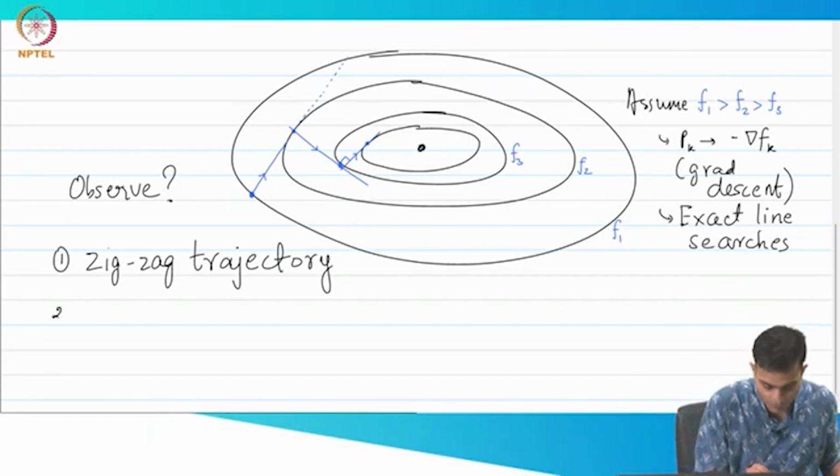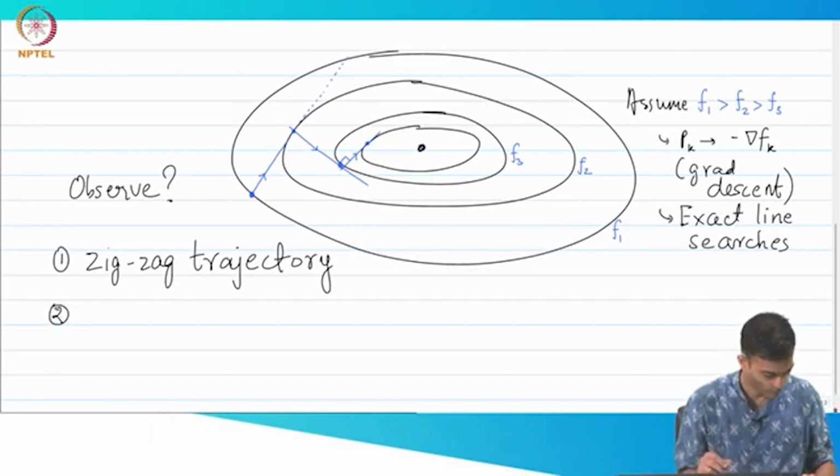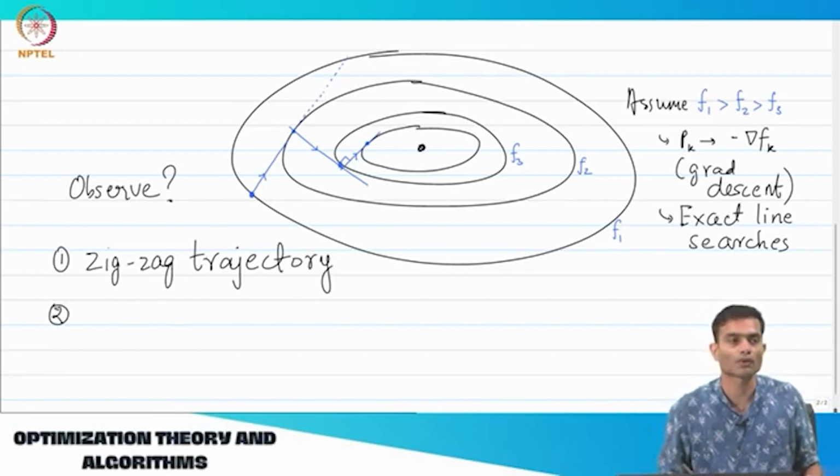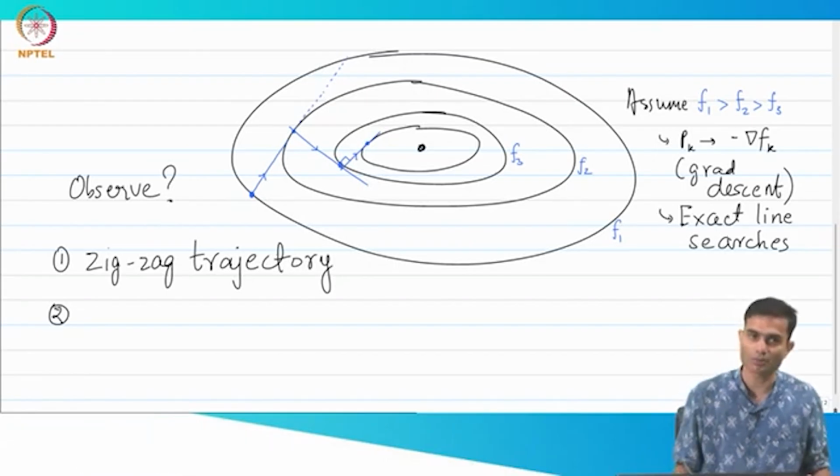What else can you observe? What about the step sizes? What do they seem to, are they the same, increasing, decreasing? The step sizes seem to be decreasing.